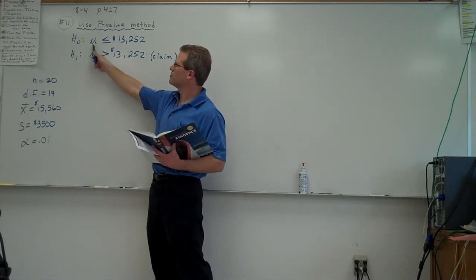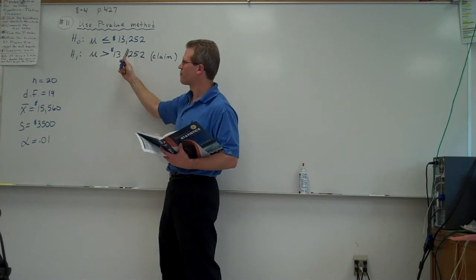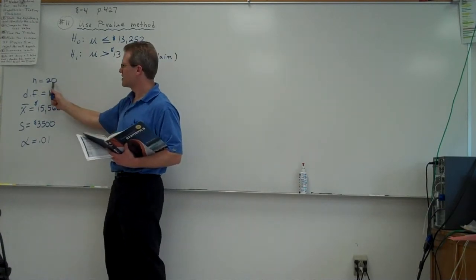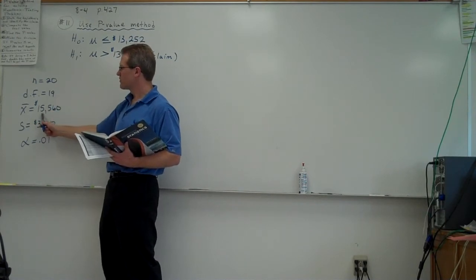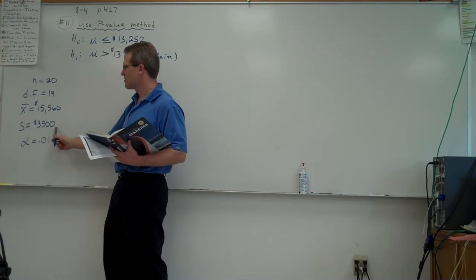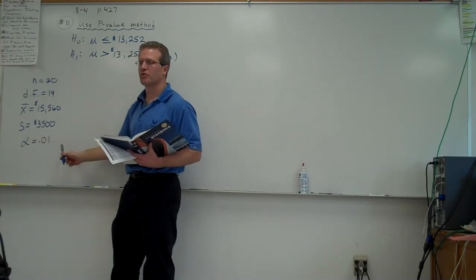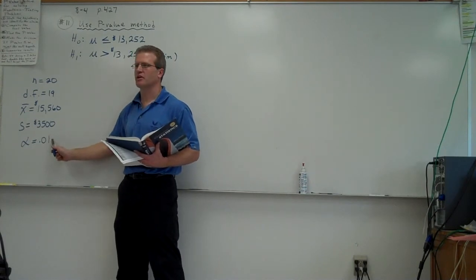The null would be that the mean is less than or equal to 13,252. In other words, it has not increased. The sample size was 20, which means degrees of freedom would be 19. The sample mean is 15,560. Sample standard deviation is 3,500. Alpha equals 0.01. So what that means is there's only a 1% chance of type 1 error.